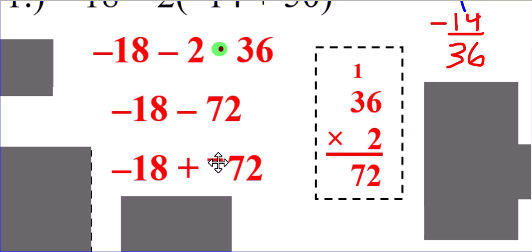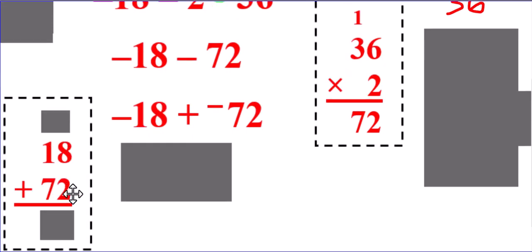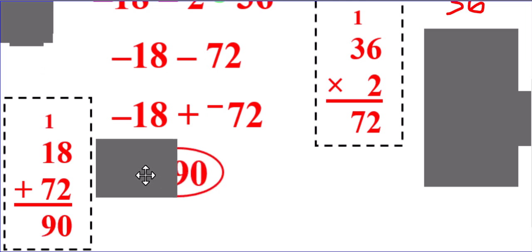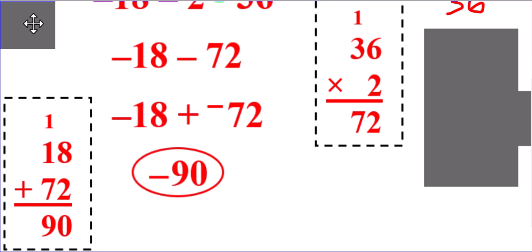Negative plus a negative, we will go off to the side and add their absolute values. 8 plus 2 is 10. Carry the 1. 1 plus 1 is 2 plus 7 is 9. That's going to give me 90, but negative plus a negative stays negative.